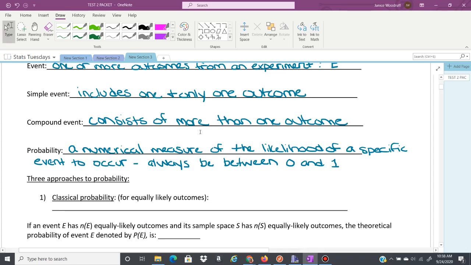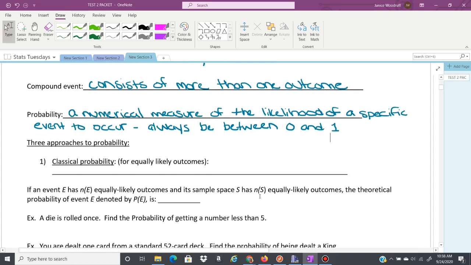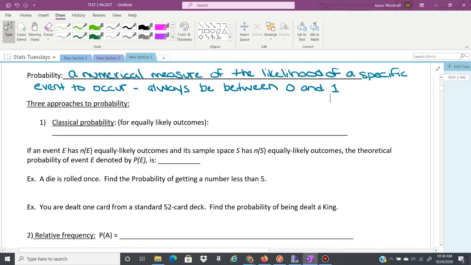Okay, we have 3 approaches to probability. So you have classical probability, which can also be called theoretical probability. Okay, and that is going to be what should happen basically in theory.